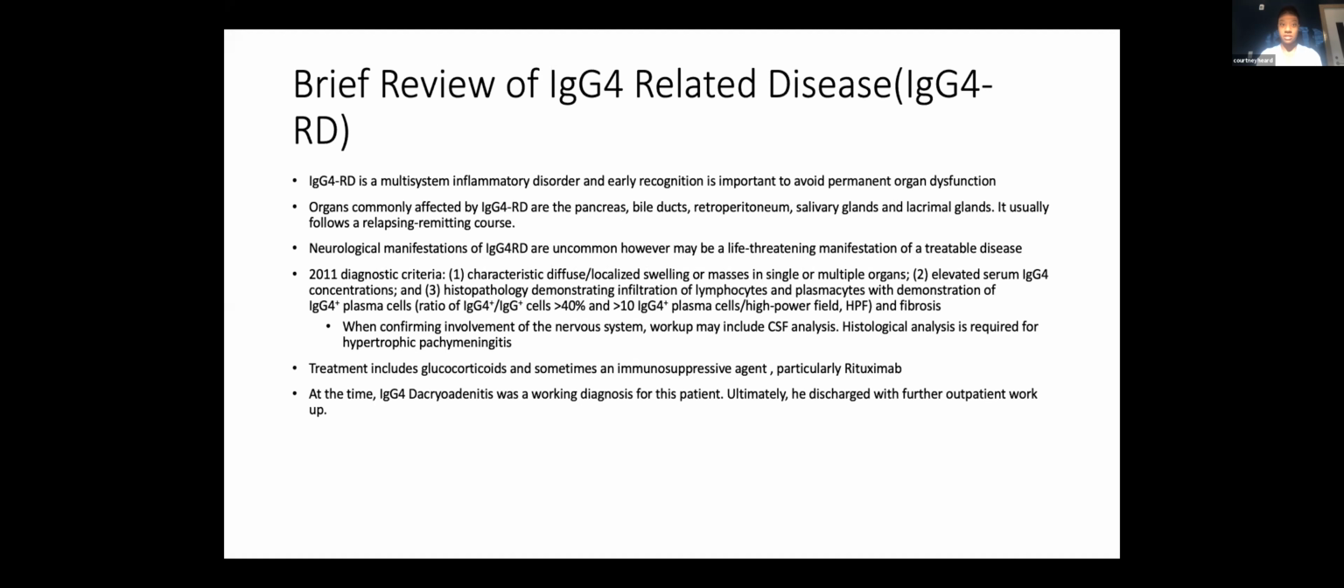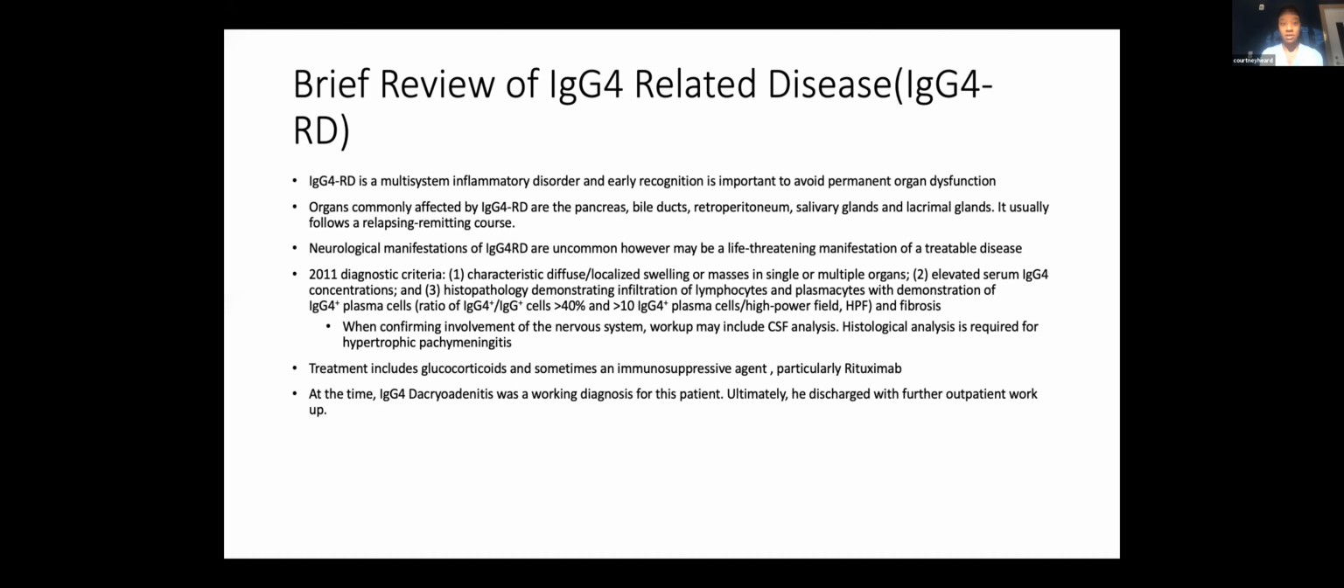IgG4-related disease is a multi-system inflammatory disorder, and early recognition is important to avoid permanent organ dysfunction. Organs commonly affected by IgG4-related disease are the pancreas, bile ducts, retroperitoneum, salivary glands, and lacrimal glands. It usually follows a relapsing remitting course. Neurological manifestations of IgG4 disease are uncommon. However, it may be a life-threatening manifestation of treatable disease.